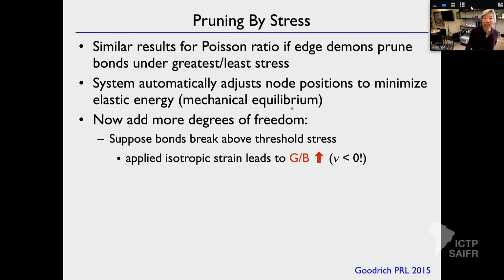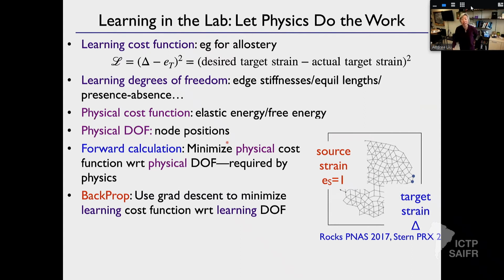So we realized, if we have a system where bonds break above some threshold stress, so just have bonds that break. If the stress gets too high, they start breaking. Now I apply isotropic stress. The ones that are going to break first are the ones that change the bulk modulus the most. Bam, I'm going to just tune myself to have a negative Poisson ratio. That's scalable. I didn't need to know anything to do it.